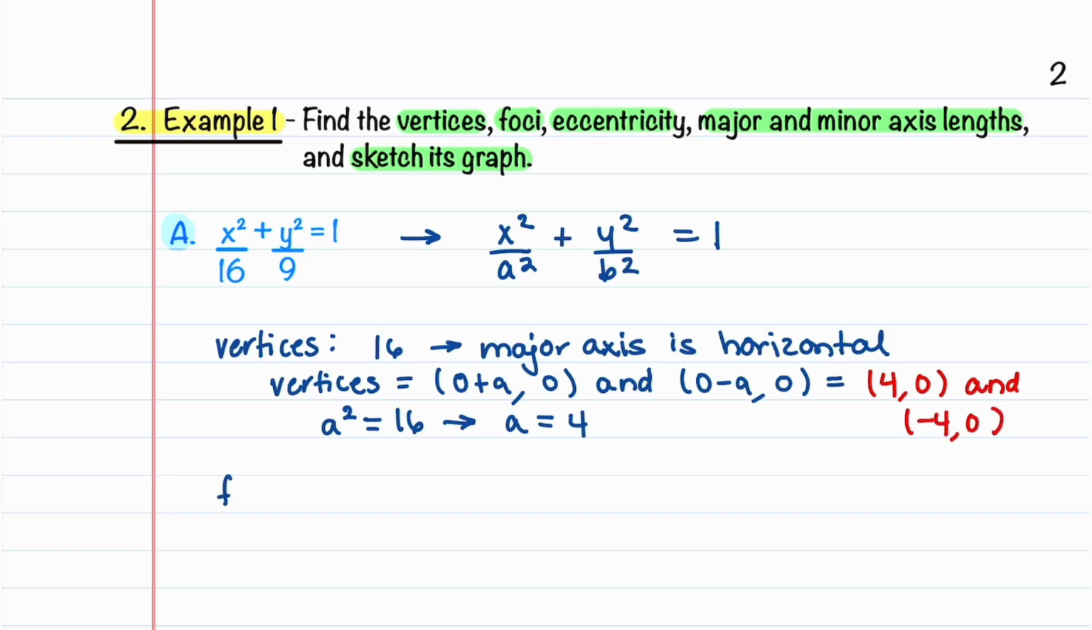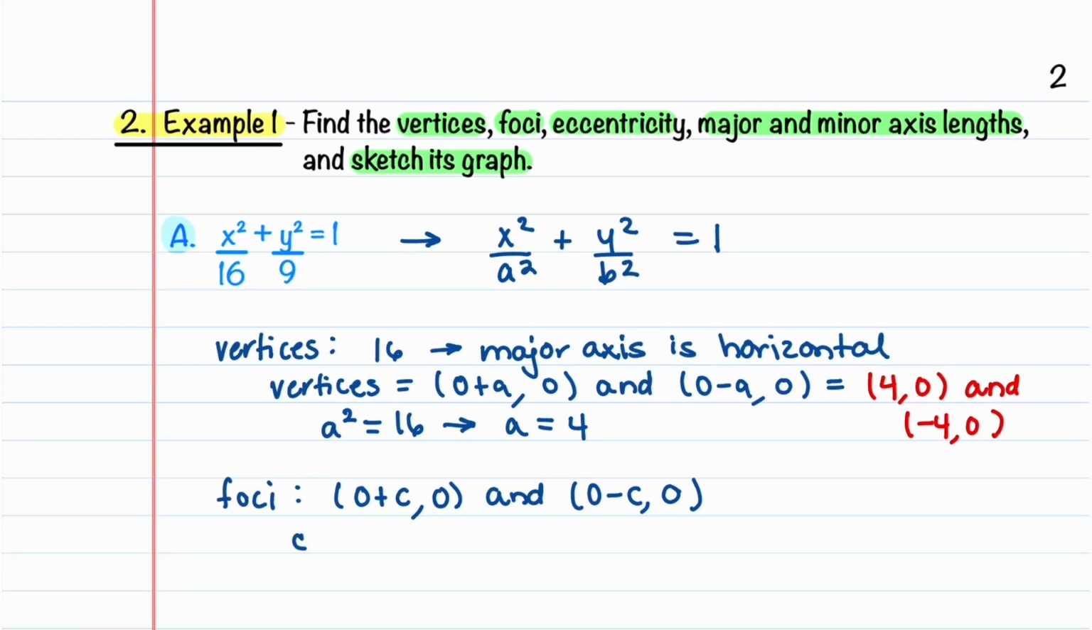Let's now find the foci. The foci are also to the left and right of the center of the ellipse, so we can write them as 0 plus c, comma 0, and 0 minus c, comma 0. Now we just have to find c. We're going to use the formula c squared is equal to a squared minus b squared. That's a good one to memorize.